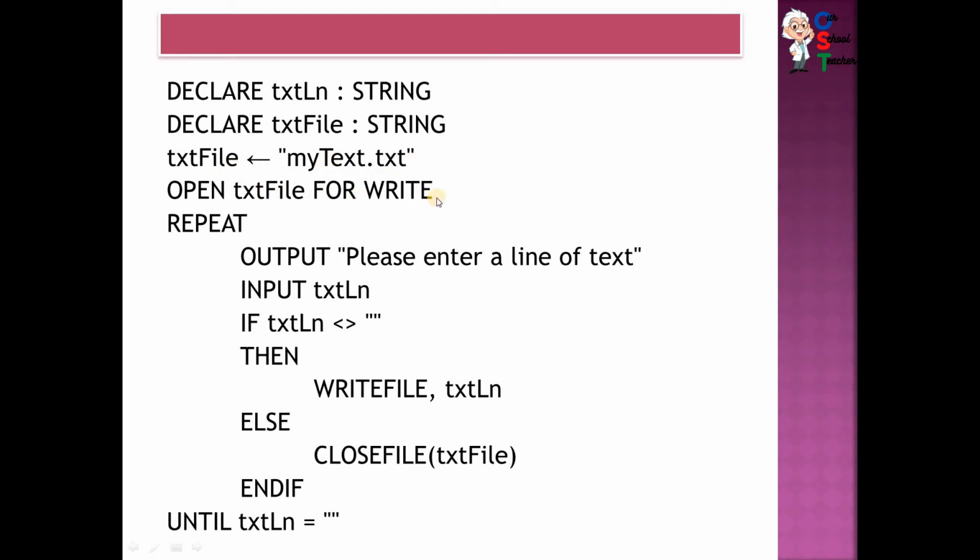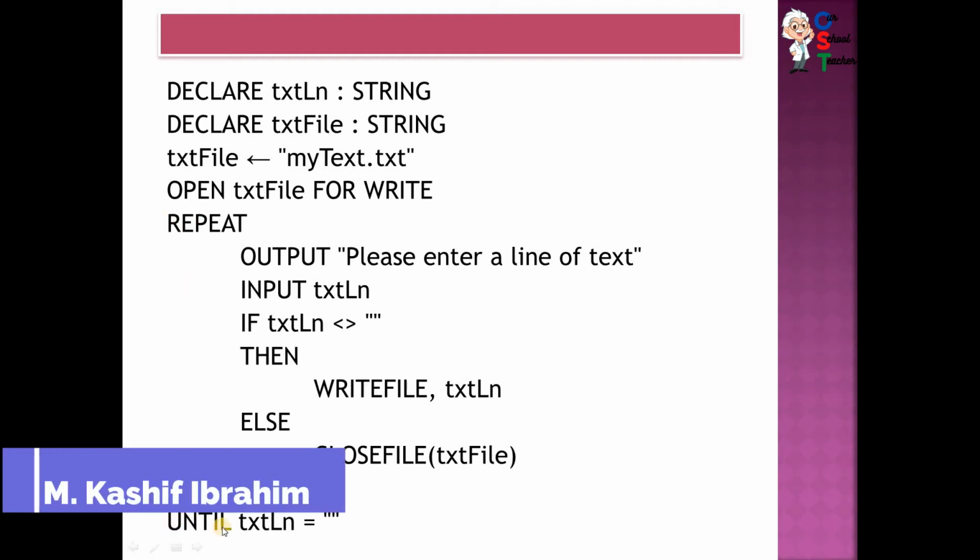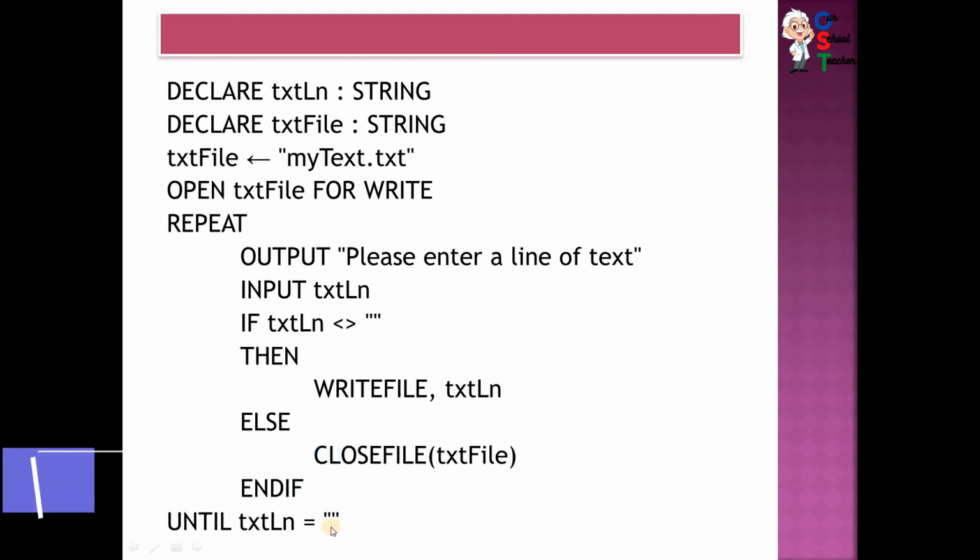Now this file, TextFile, in which MyText.txt has been assigned, is being opened in write mode. Open TextFile for write. All the capital letters have been used for keywords, right? This is user defined. Then a loop has been initiated, a repeat loop, and it will run until the user enters nothing. There is nothing entered by the user.